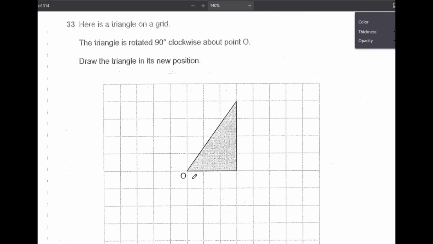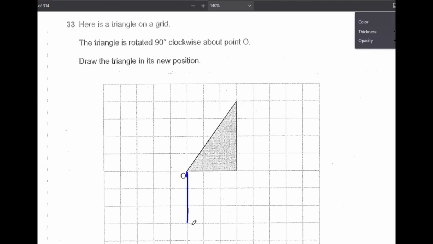If you would like to do it without tracing paper, we need to see, is it clockwise or anti-clockwise? If it is anti-clockwise, we need to go to the left. If clockwise, we need to go to the right. So we said clockwise about O. So this is O, I need to draw this line to be 90 degrees with O, which is I draw this line here, 90 degrees. I make 90 degrees at the center O. So this line will be rotated, will come here.